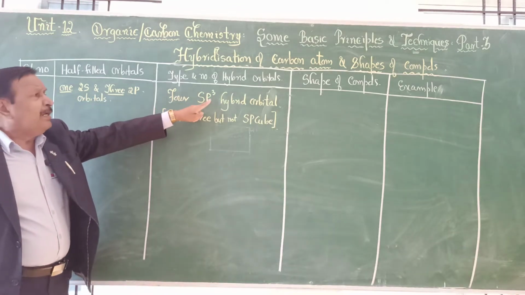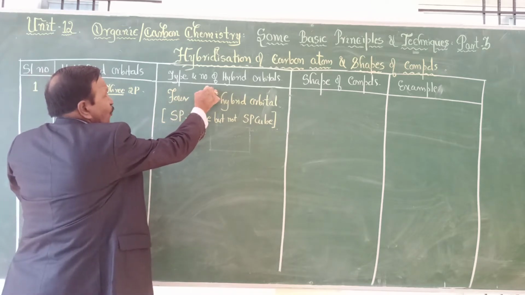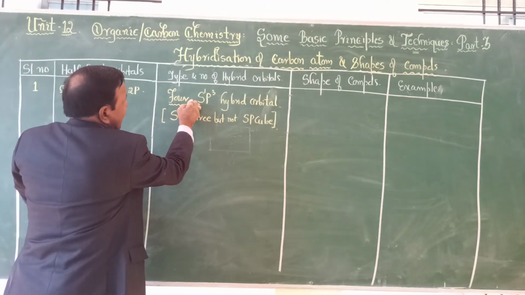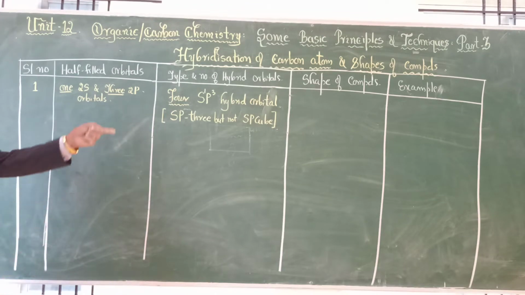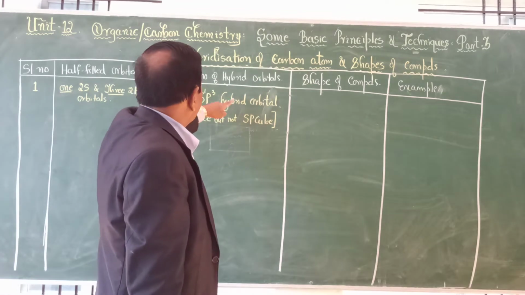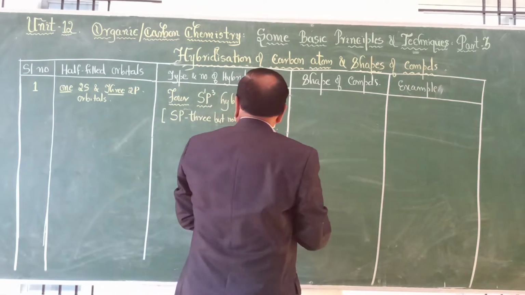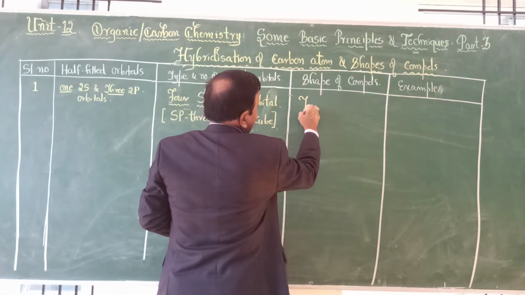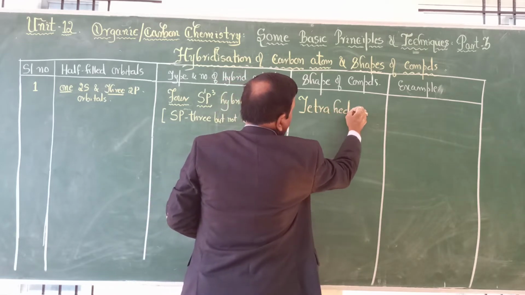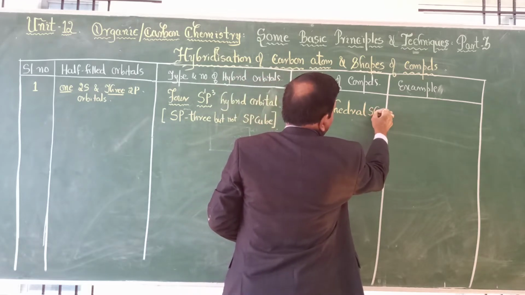1 s orbital and 3 p orbitals are going to combine. The total number of orbitals will be 1 s and 3 p, 3 plus 1 is 4. We get 4 hybrid orbitals. And what will be the shape? The compounds with this sp3 hybridization will show what type of shape? Tetrahedral. That shape is called tetrahedral shape.